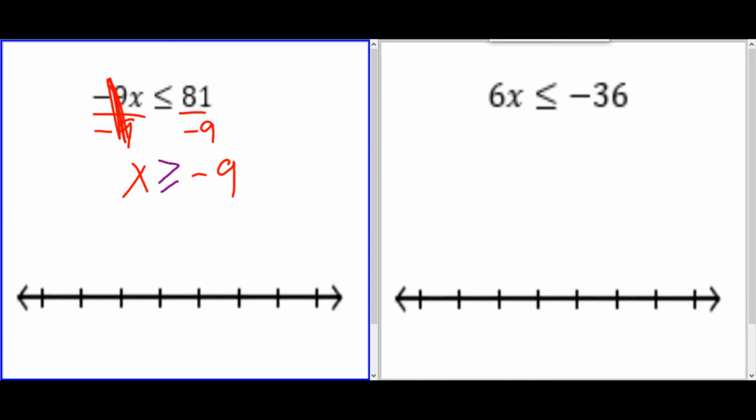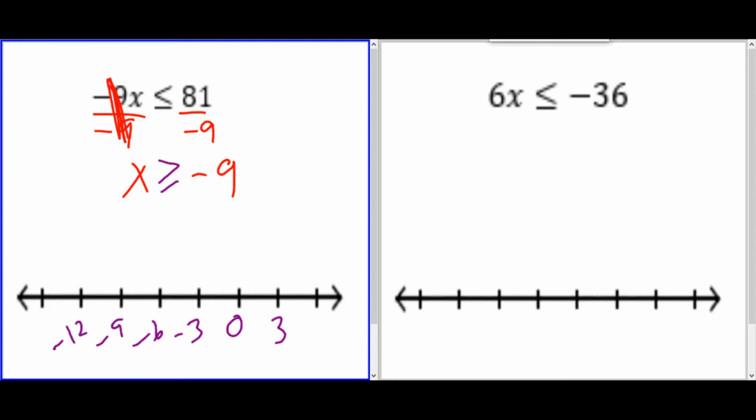So you're going to plot negative 9 on the number line below. I'm going to count by threes this time. So 0, on this side I would have 3. On the other side I would have negative 3, negative 6, negative 9, negative 12, and so on.